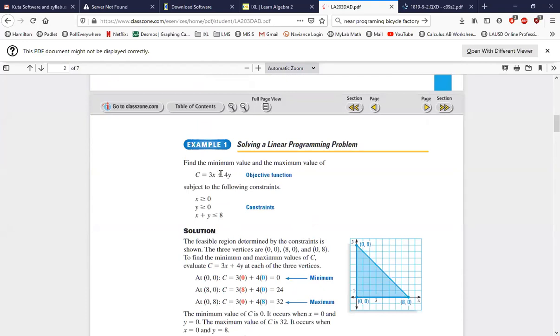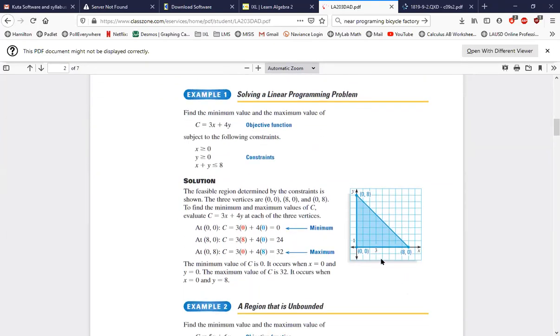Now, if you look at this other example here, they ask you to find the minimum and the maximum value. So they ask you to find both. Look at the picture first. How many vertices do we have? We have one at (0, 8), another at (0, 0), and another at (8, 0). The cool thing about linear programming is that you only have to plug in the vertices. You don't have to plug in any values in the middle or on the lines.